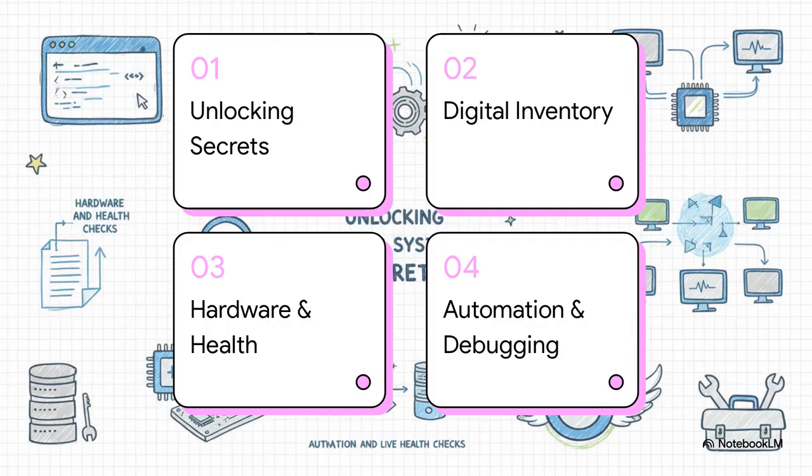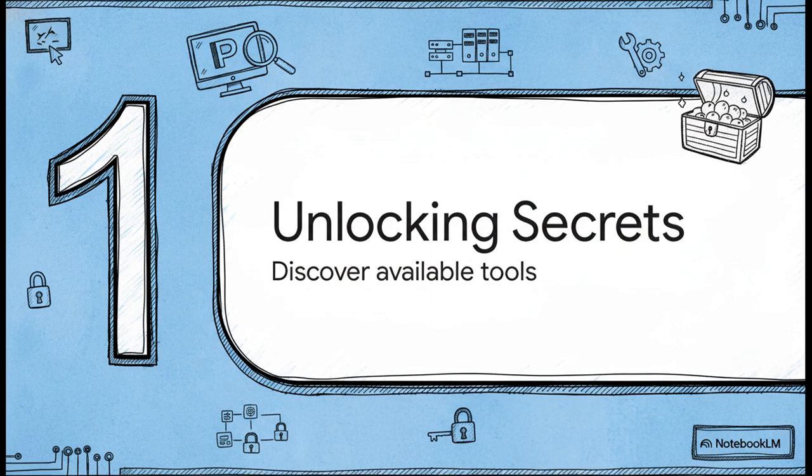So here's our game plan for today. We're going to start by unlocking your system's secrets to see all the tools you already have. Then we'll dive into mastering digital inventory. After that, we'll get into hardware health checks, and we'll wrap it all up with some amazing commands for automation and even live debugging. All right, let's kick things off with Section 1, Unlocking Your System's Secrets.